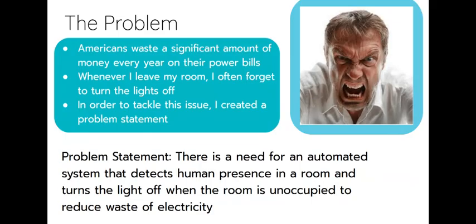So, in order to tackle this issue, I created a problem statement. Now, what a problem statement is basically is just a statement that you can continuously go back to whenever you need guidance or you forget what you're doing. The problem statement helps you have a target or a problem to solve. So, my problem statement is that there is a need for an automated system that detects human presence in a room and turns the light off when the room is unoccupied to reduce waste of electricity.